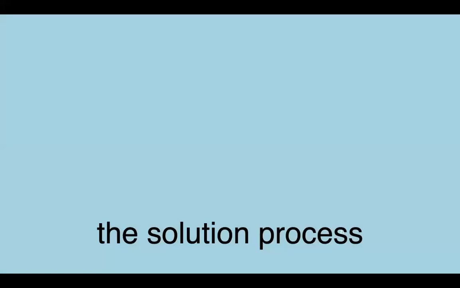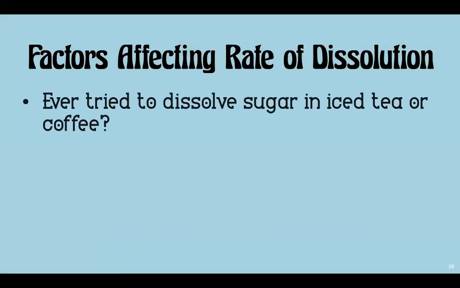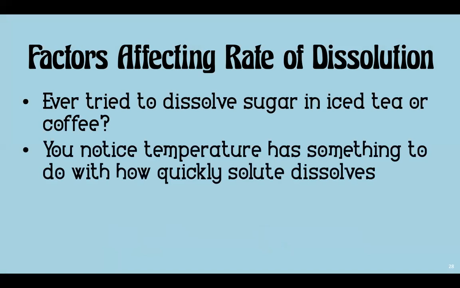The next thing I'm going to do is go over factors that affect the rate of dissolution. An example I might ask you is if you've ever tried to dissolve sugar in iced tea or iced coffee versus hot tea or hot coffee. You should notice that temperature definitely has something to do with how quickly a solute dissolves.